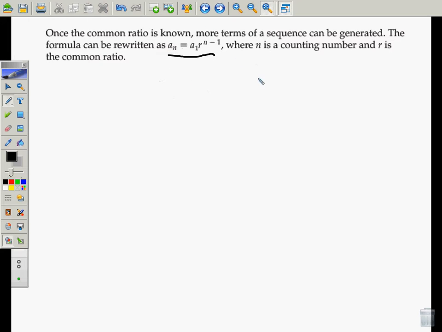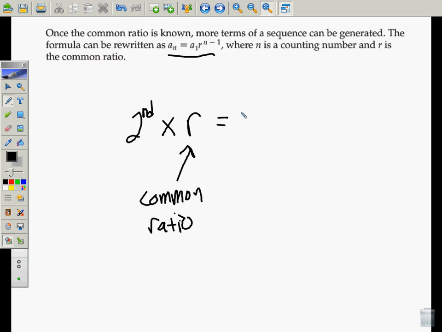For now, just know that if you find that common ratio, if you take any term, for example my second term, and then you multiply it by your common ratio, you will get your third term. So in order to get to a next term, you just multiply by your common ratio.